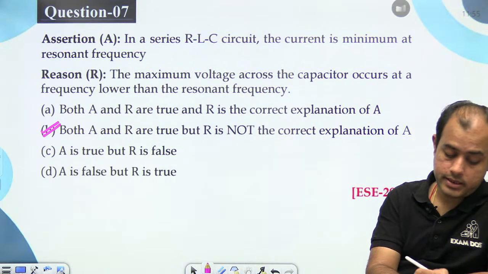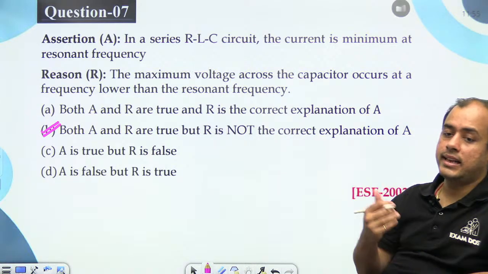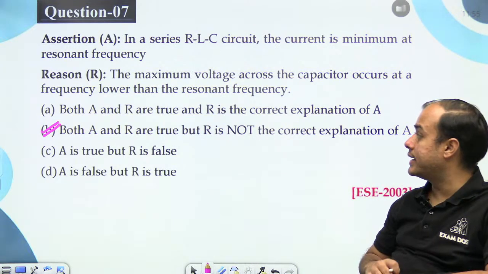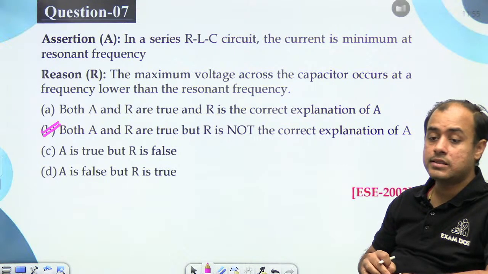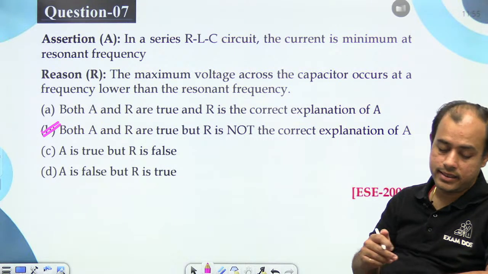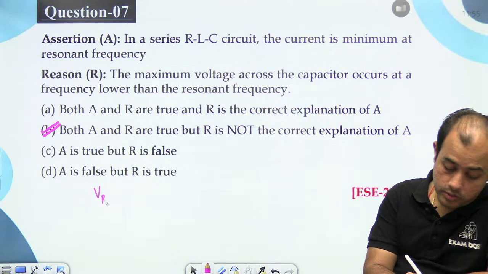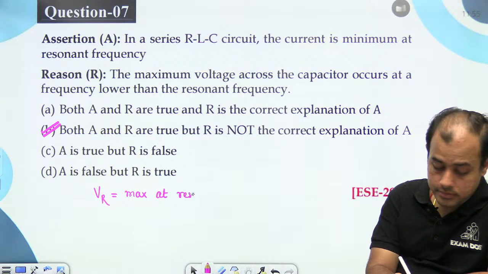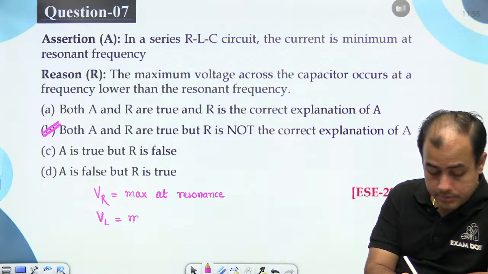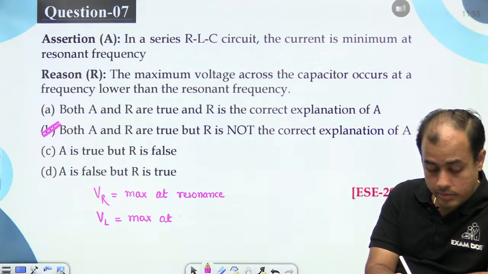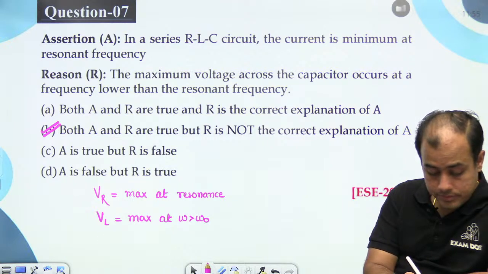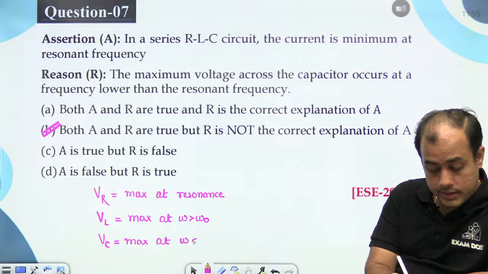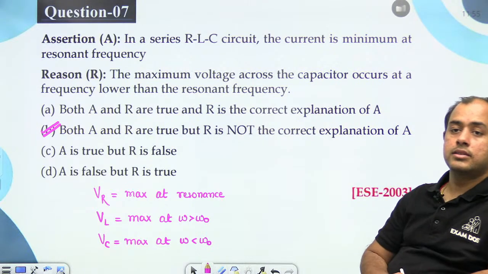तो आंसर इज बी. At resonance XL equal to XC, so your current is maximum, but VC is maximum at a frequency less than resonance frequency. तो VR is maximum at resonance, VL is maximum at omega greater than omega naught, VC below resonance. Okay.